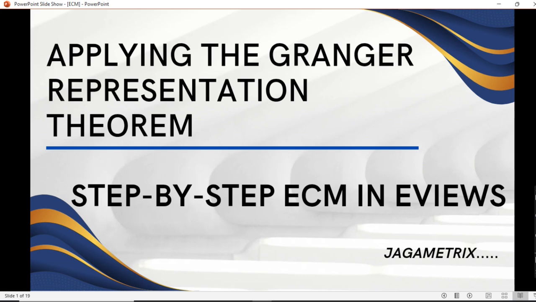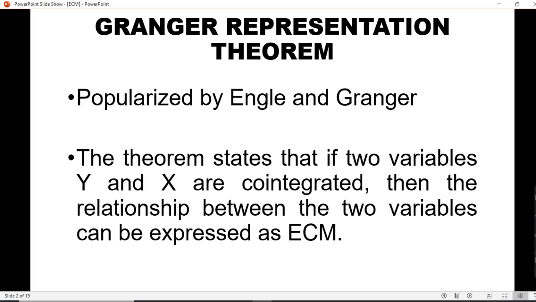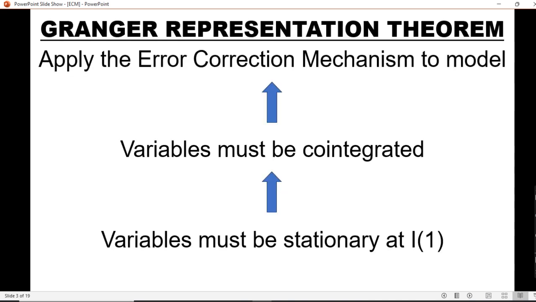We're looking at applying the Granger representation theorem step-by-step, ECM in Eviews. The Granger representation theorem was popularized by Engle and Granger, and the theorem states that if two variables y and x are co-integrated, then the relationship between the two variables can be expressed as ECM.